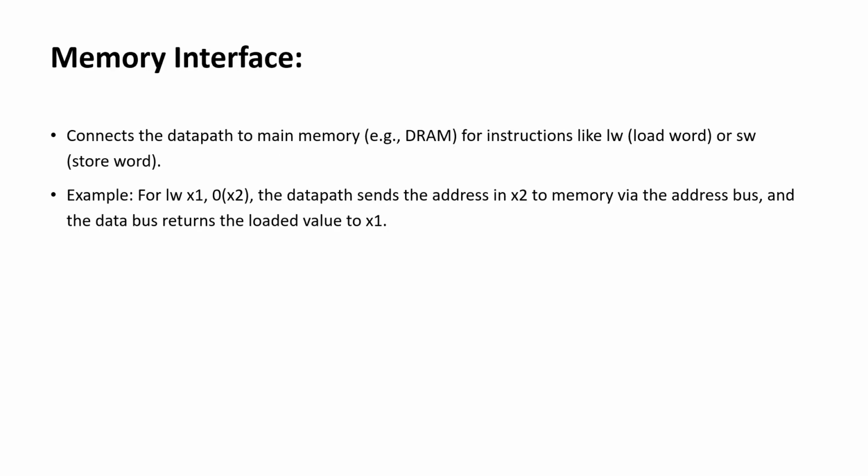Memory interface connects the data path to main memory for instructions like load word or store word. For example, load word X1, 0(X2), the data path sends the address in X2 to memory via the address bus, and the data bus returns the load value to X1.